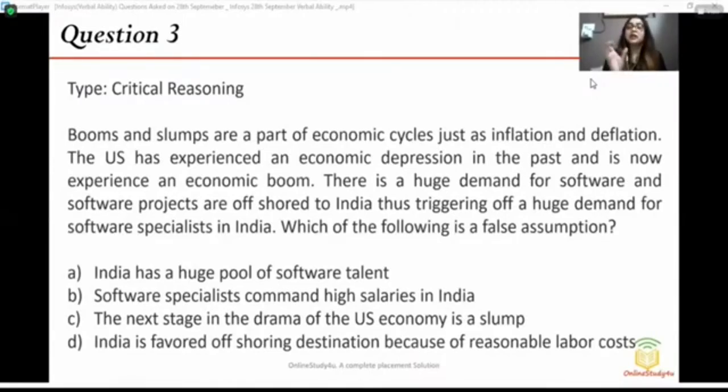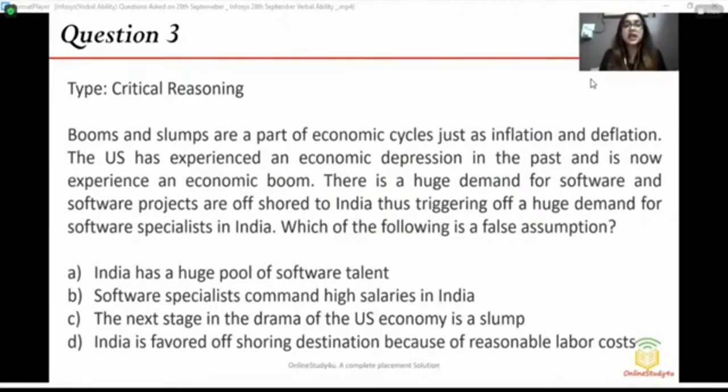So now they're saying that there is a huge demand for software. What is done with these software projects? They're offshore to India. As a result, what is happening? There is a huge demand for software specialists in India because their work is outsourced or offshore to us. Now, which of the following is a false assumption? So what I want you to understand is they are saying that out of the 4 answer options, 3 of them will be correct assumptions. Only 1 assumption does not make sense. So which is that false assumption that we are looking at?